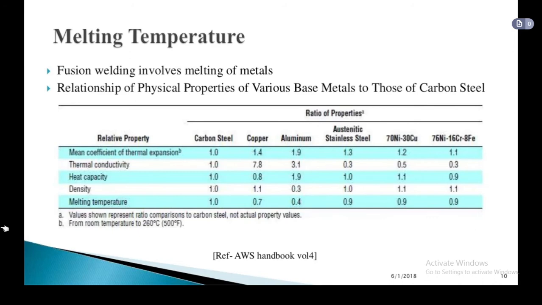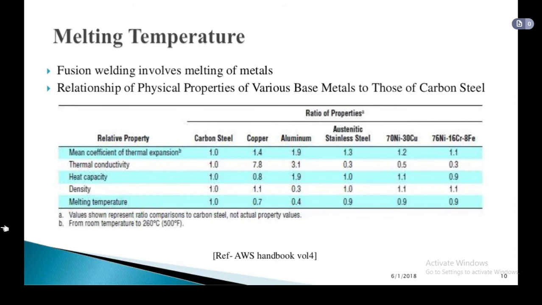If we want to join two dissimilar metals, their melting points should be near. If there is a large difference between their melting points, then it is very difficult to join these two dissimilar materials. If we want to join two dissimilar metals, say a stainless steel and an aluminum alloy, then we need to preheat one base material.